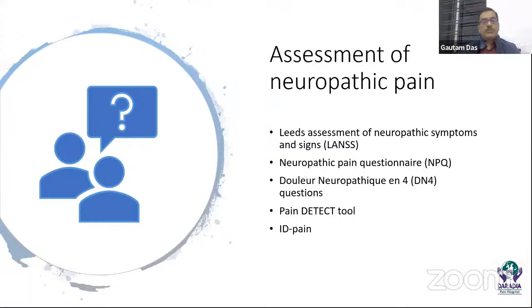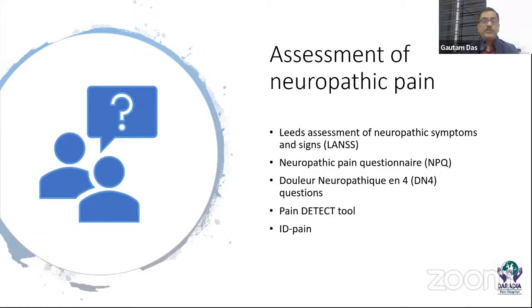One very important question again: how to assess a neuropathic pain? There is no specific test like a blood pressure instrument or blood sugar, where you can tell the patient is diabetic or not, or hypertensive or not. But here we don't have such a simple thing. So here, the neuropathic pain can be assessed by bedside tools. With mostly the history and a little bit of examination, we can assess the neuropathic pain.